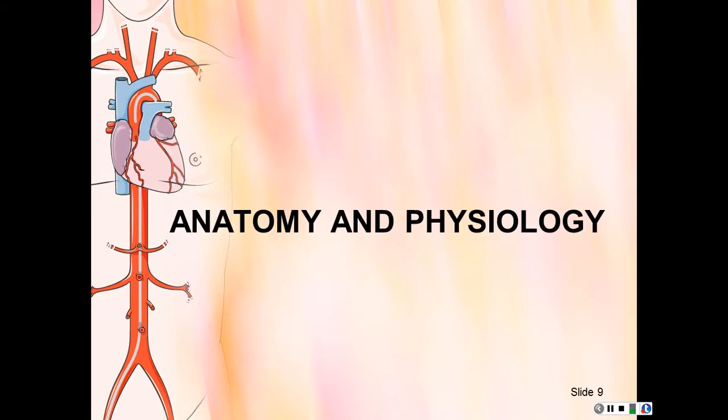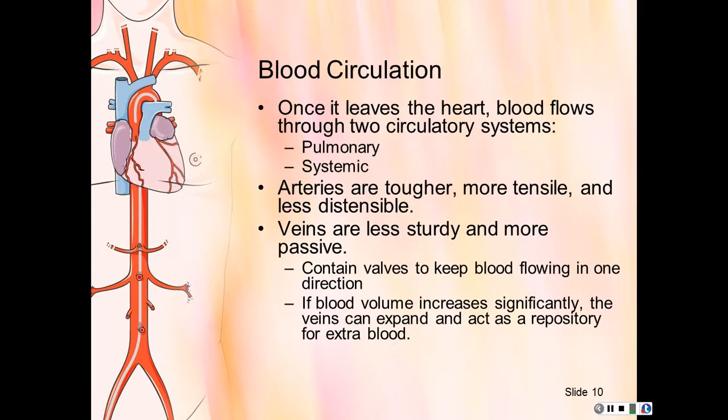So let's review a little bit of anatomy and physiology. Once the blood leaves the heart, the blood flows through two circulatory systems, the pulmonic and the systemic. Arteries are tougher and more tensile and less distensible than veins. Veins are less sturdy and more passive. They contain valves to keep the blood flowing in one direction, and only one direction.